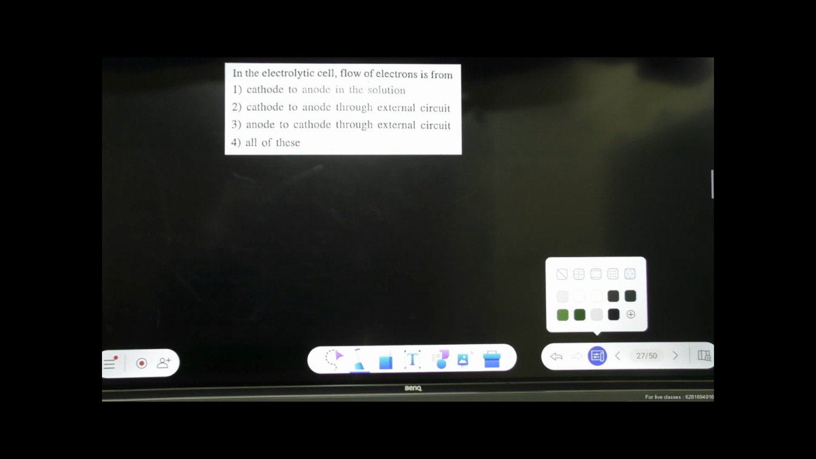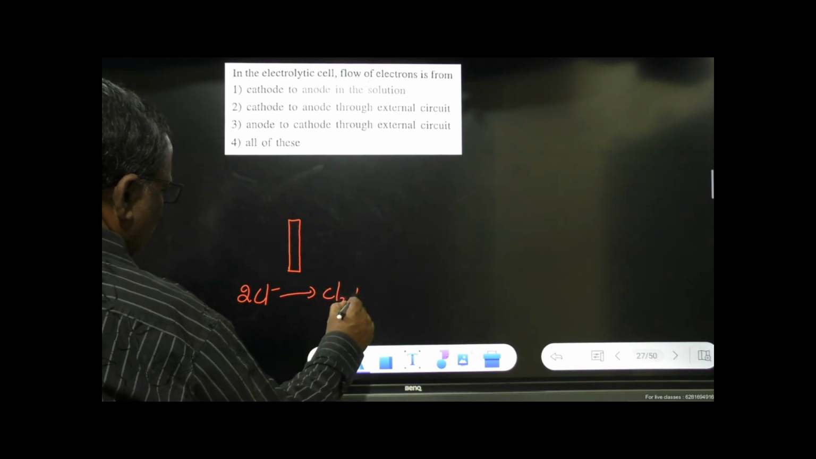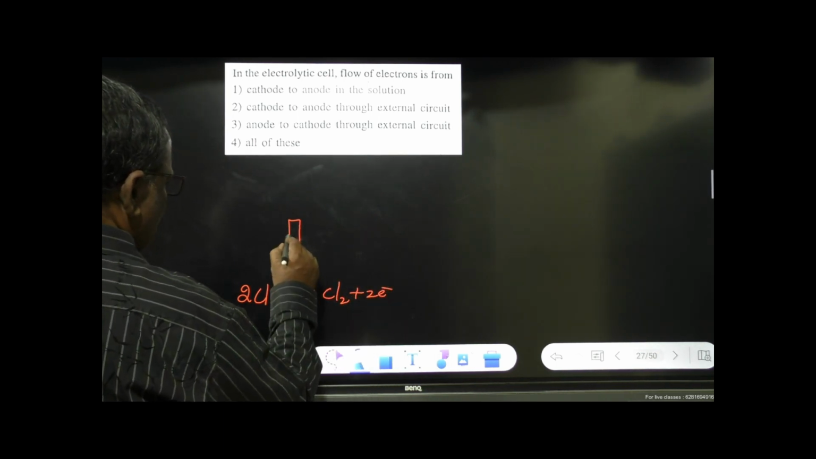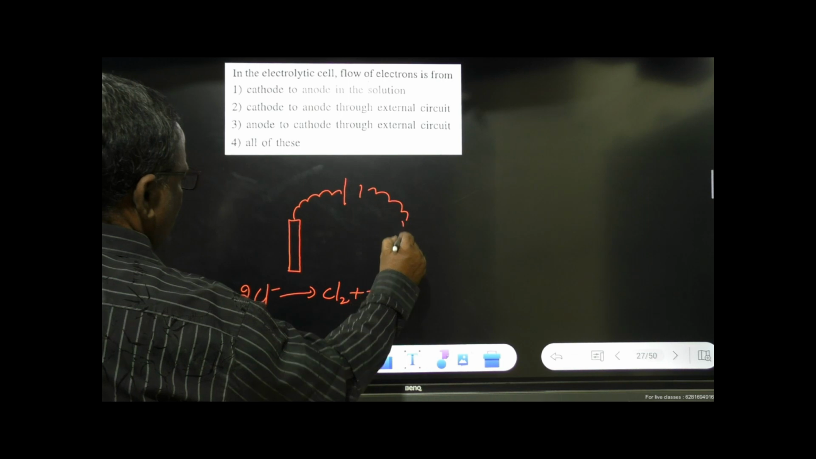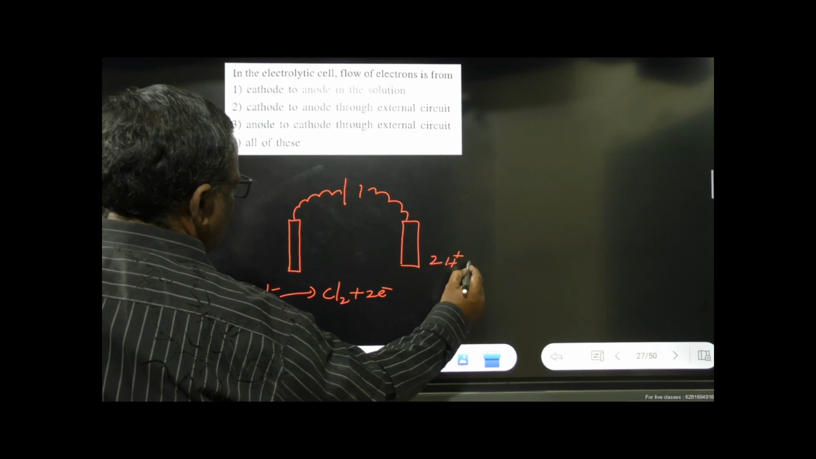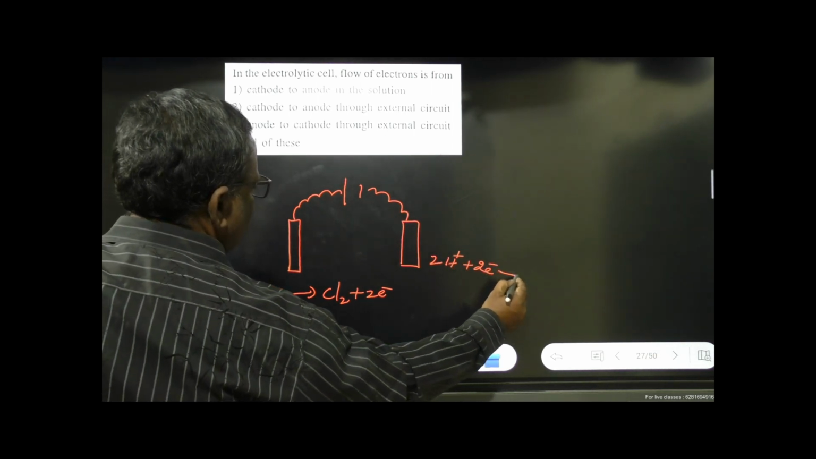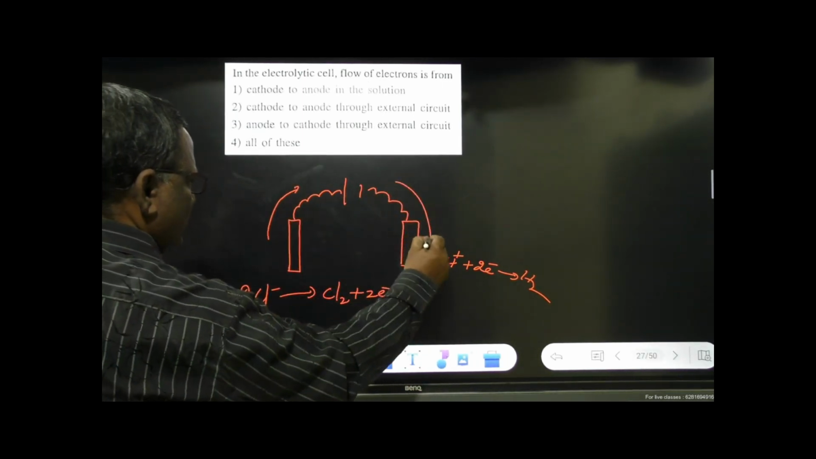In the electrolytic cell, what is the flow of electrons from? In an electrolytic cell, electrons are released at the anode. At the anode, anions, for example 2 Cl minus ions, give Cl2 plus 2e minus. From the anode, electrons will reach the battery, then they will move towards the cathode. There, cations will approach the cathode and take those electrons to discharge as H2. So here electrons are released, here electrons are absorbed.